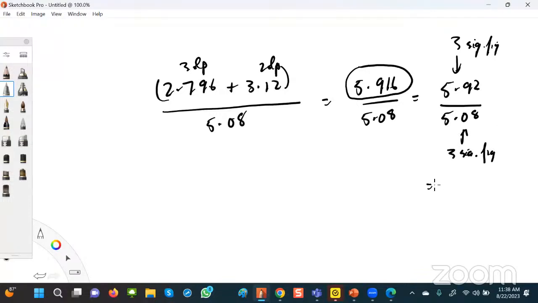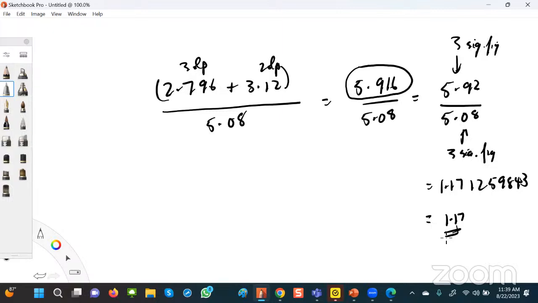So 5.92 divided by 5.08, and I'm just going to write down everything, 1.171259843. So that's what I got on my calculator display. So when I round this off to 3 sig figs, what will be the answer? 1.17. So that's basically how you deal with that sort of situation where you have different mathematical operations involved where the rules are different. You do each part first, then you round off according to the appropriate rule, and then you move on to the next stage and you round off accordingly until you get to your final answer.